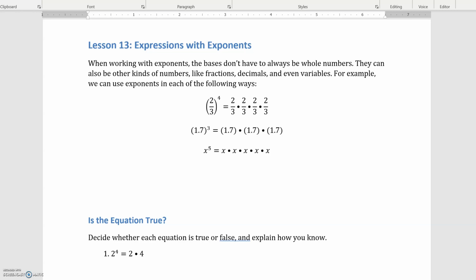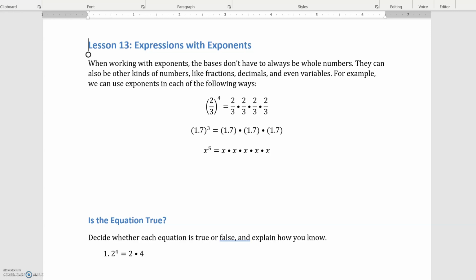Hey scholars, today's objective is to continue working with expressions of exponents and exploring when the base of the exponential expression can be something different in a number. So let's read this first part together. When working with exponents, the bases don't always have to be whole numbers. They can also be other kinds of numbers like fractions, decimals, and even variables. For example, we can use exponents in each of the following ways.